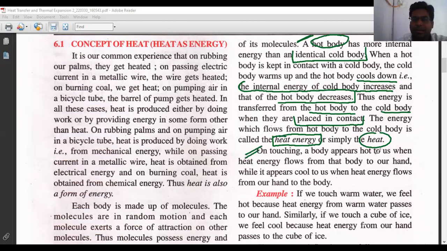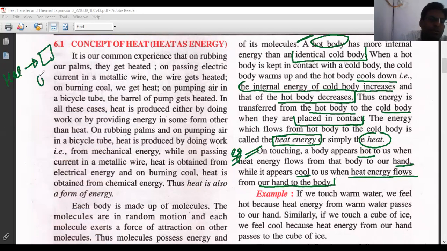On touching, a body appears hot to us when heat flows from the hot body to our hand, while it appears cool to us when heat flows from our hand to the body. So this is the example, but the main concept is when a hot body is in contact with a cold one. Yes, this is the normal transfer of heat energy, right?